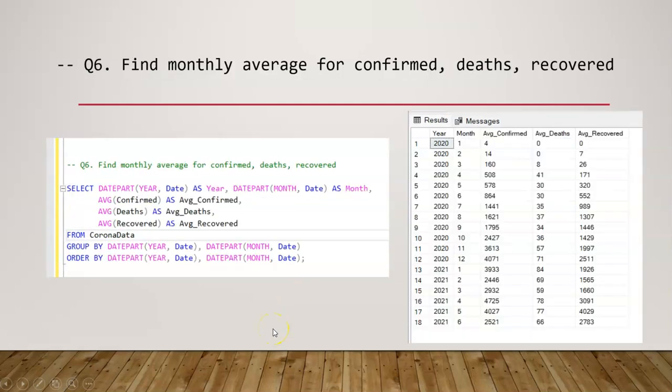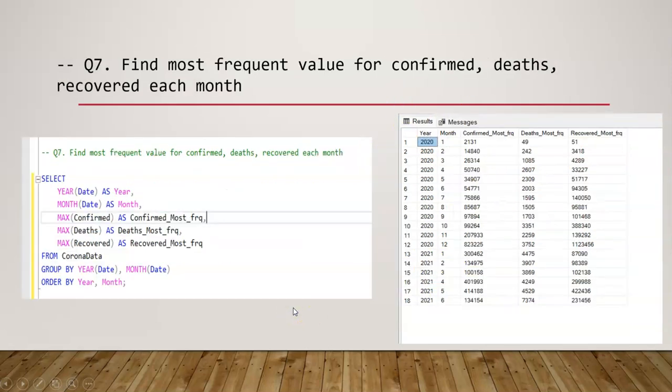The next query is to find out the average for the confirmed, deaths, and recovered columns. Here, first of all, I have taken the year from the date column and the month from the date column as separate columns, and then I have found the average of the confirmed, deaths and recovered columns. If you observe, I have used group by and order by clauses to arrange the data according to year and month in proper grouping format, right? So here is the output of this query.